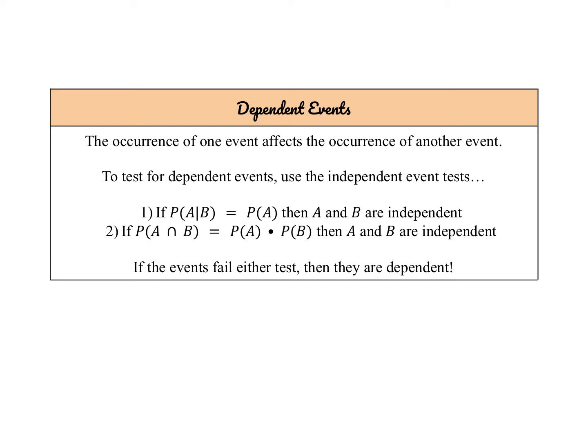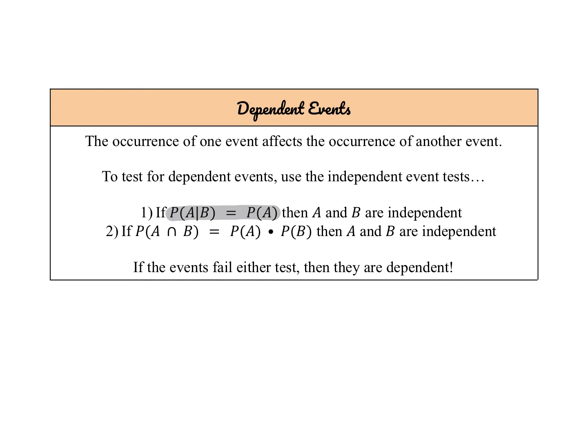So today we are going to be focusing on dependent events. This is when the occurrence of one event affects the occurrence of another. So essentially, dependent events are events that are not independent. To test for dependent events, we are essentially trying to show that it fails the test for independent events. So here's just a recap of what we did in the warm-up.